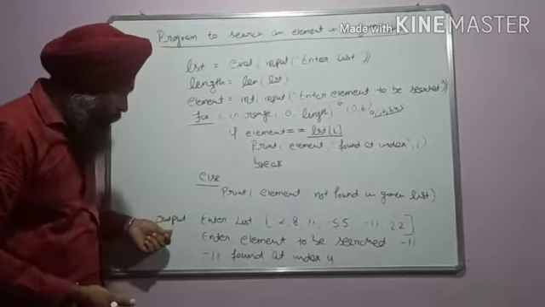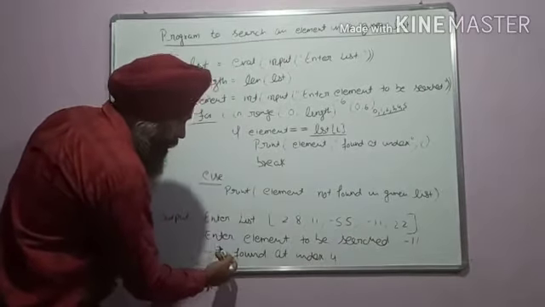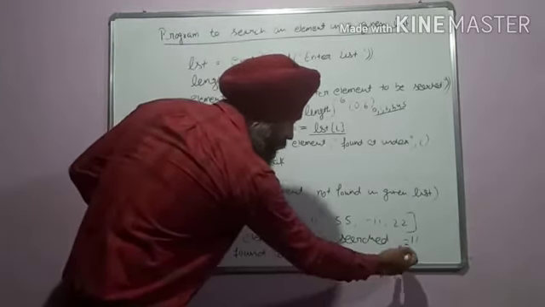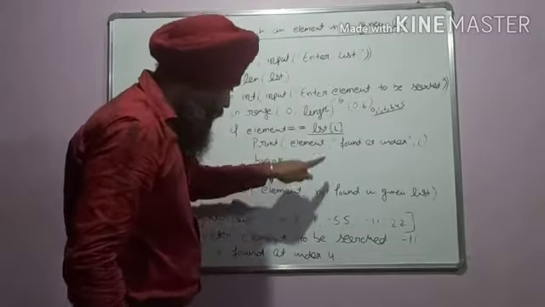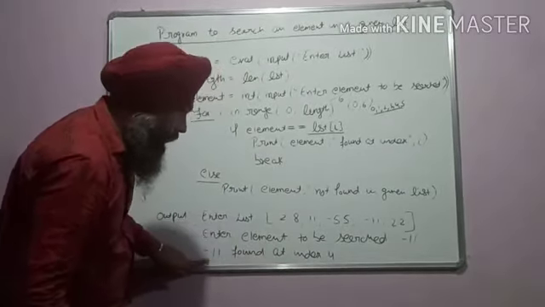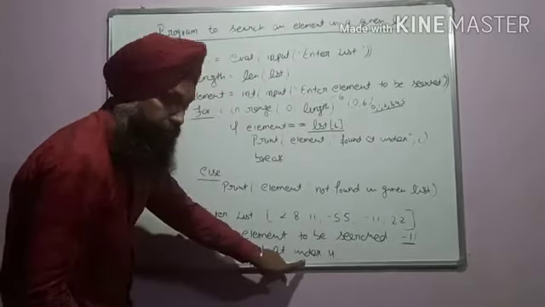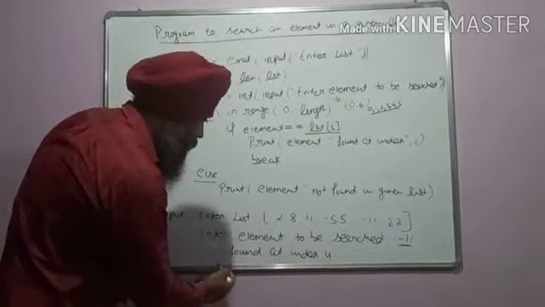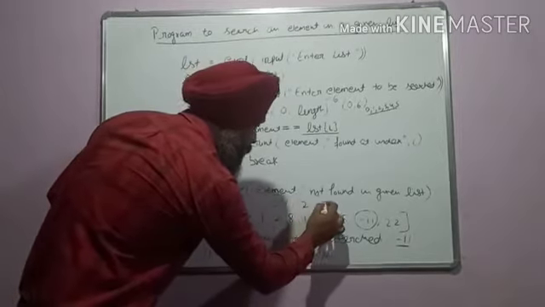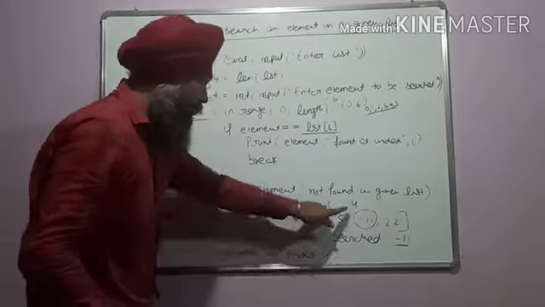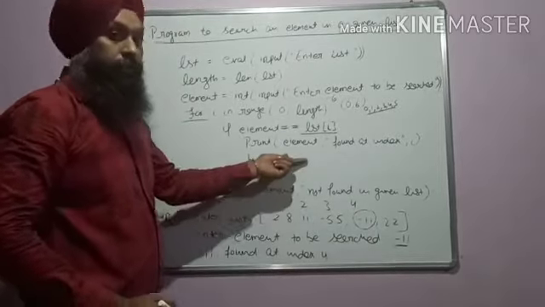So here we have the output. The entered list is this one, and the element which we want to search is -11. So in the end we will get the result that the element -11 is found at index 4. Now you can see the element -11 is at index 4. So with the help of a for loop we can find any element from the list.